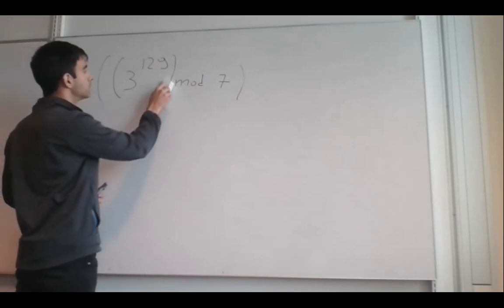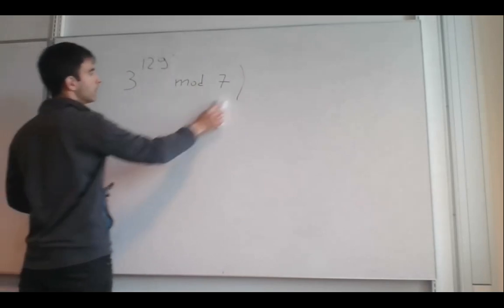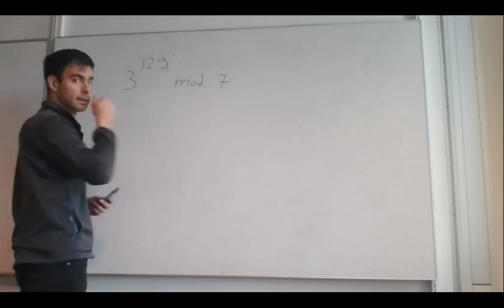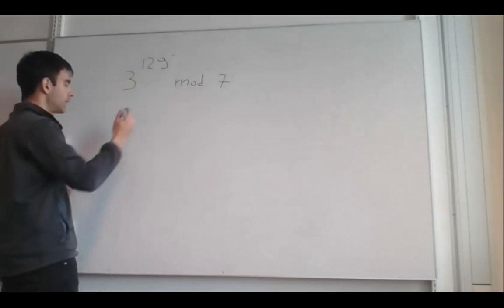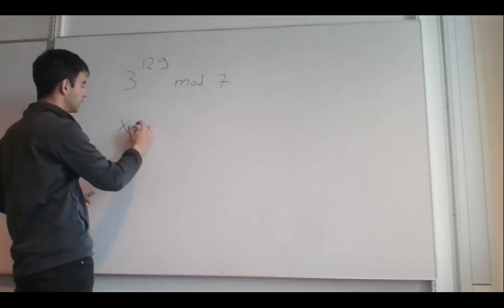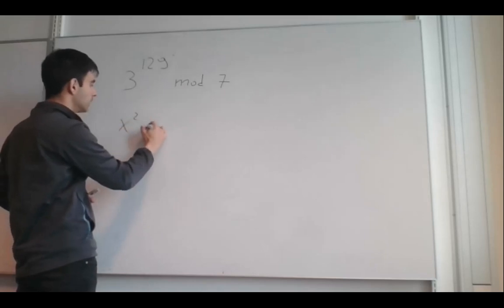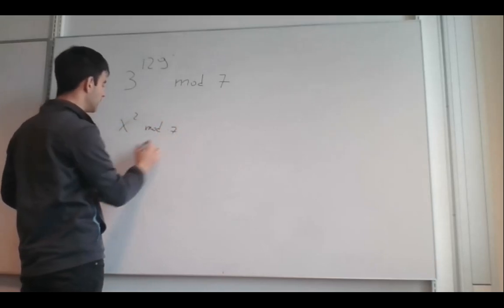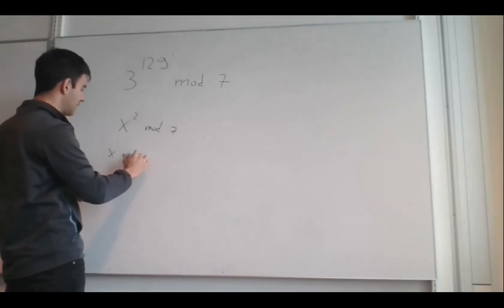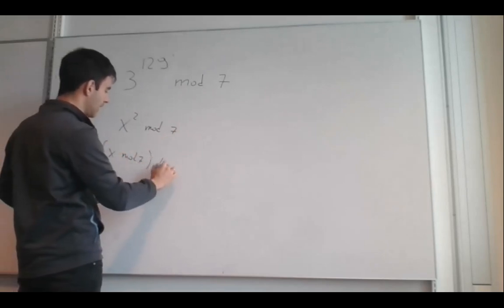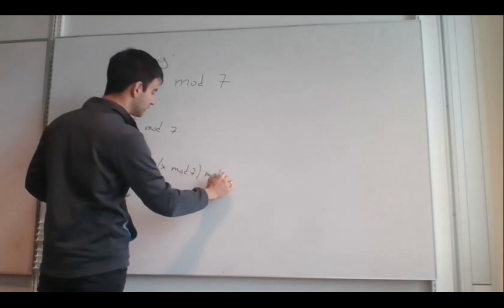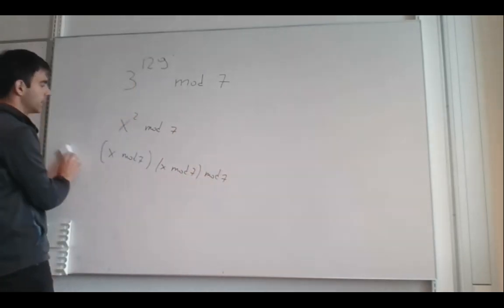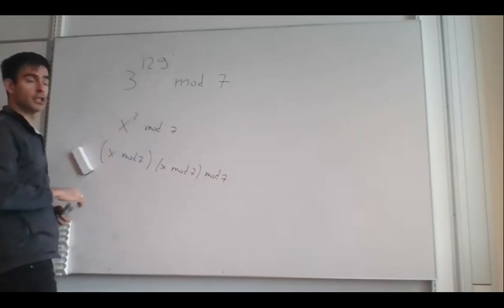So how can we do this? The trick here is to remember that modular reduction can be done at any stage of the computation. So in particular, if you have x squared modulo 7, this is equal to x modulo 7 times x modulo 7, all modulo 7. So what can we use this for? We can use this for doing this computation in a much easier way.